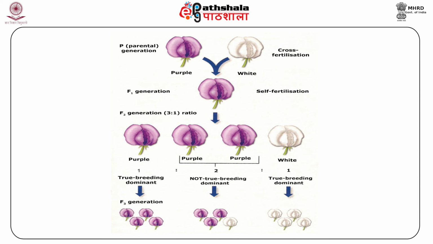Dominant trait, on the other hand: a dominant trait will be expressed even if its allele is present in a single copy. In pea plants, purple color in flowers, denoted by capital P, is a dominant trait.